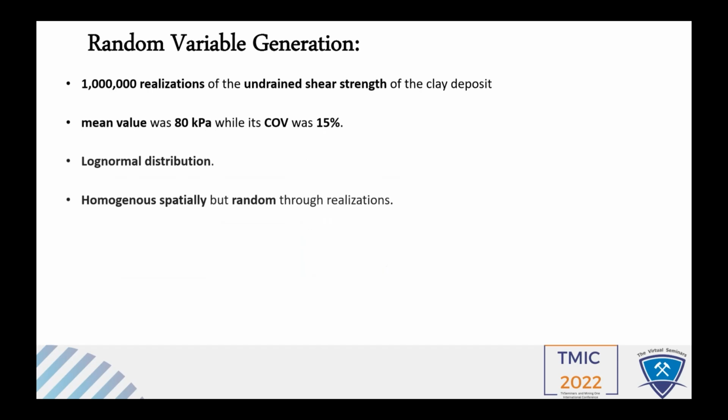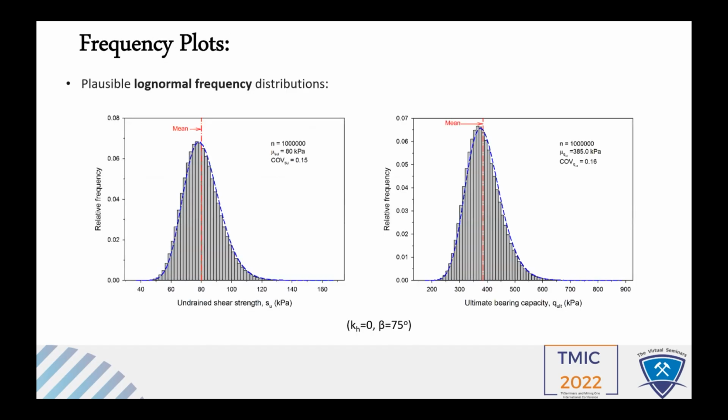Next slide, please. And for the random variable generation, we assume 1 million realizations of the undrained shear strengths of the clay deposit. The mean value, as mentioned earlier, was 80 kilopascal, and its COV was 15%. And lognormal distribution was assumed, homogeneous especially, but random through realization. That constitutes random homogeneity, or single random variable, as mentioned earlier by other presenters. Next slide, please. And the output, in this slide, in the left-hand side, you see the realizations of the undrained shear strengths versus the output, which was the ultimate bearing capacity of the shallow footing resting over the heterogeneous slope.